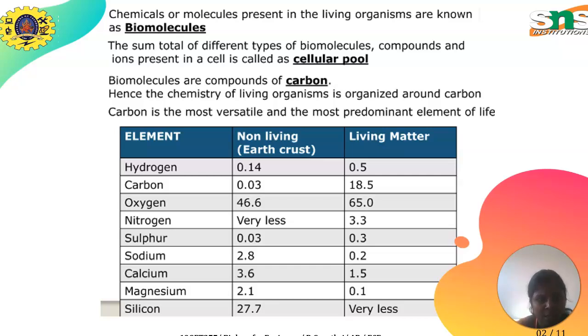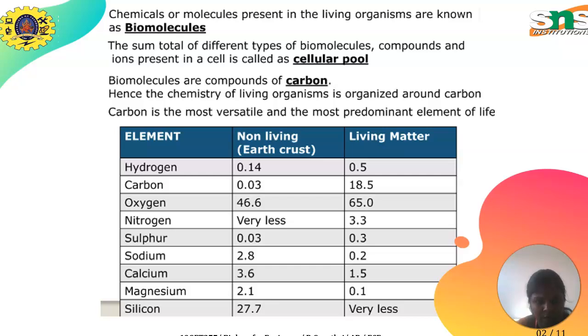Hydrogen, in non-living things, is 0.14, and in living matter, 0.5. Carbon is 0.03 in non-living things and 18.5 in living matter. Oxygen is 46.6 in non-living things and 65 in living things. Nitrogen is very low, 3.3 in living things. Sulfur is 0.03 in non-living things and 0.3 in living things.